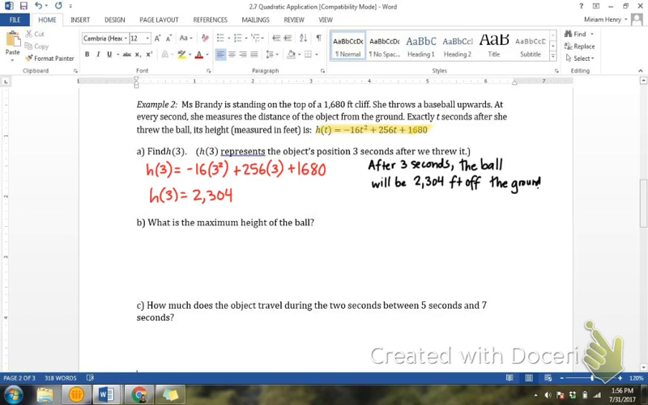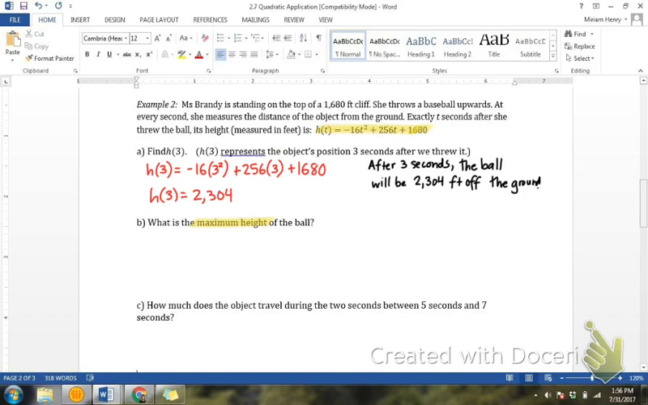So would that be the maximum height? Does it say anything there about maximum height on letter A? Okay, but what does letter B say? Letter B says, oh, we weren't there yet. Now we're getting there. Letter B says, what is the maximum height of the ball? So what words do you see there? Maximum height. How do we start a maximum height question?